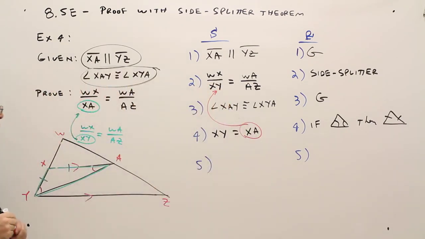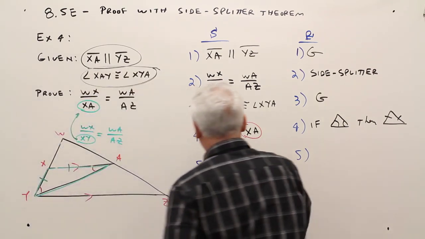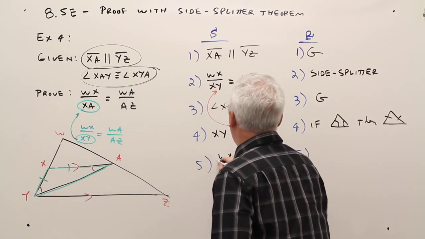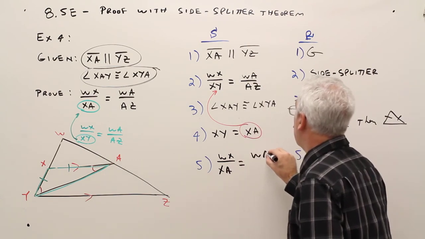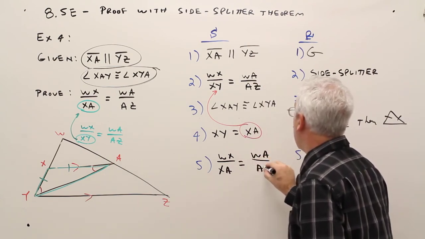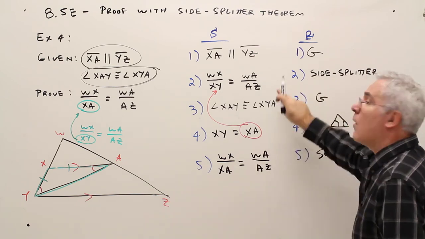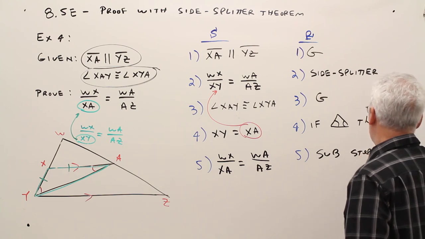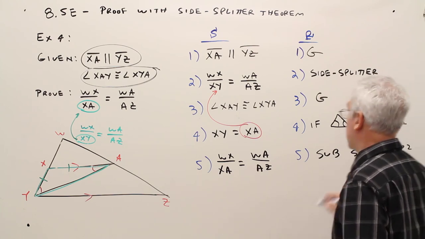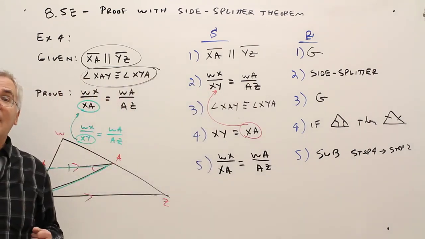I'm literally going to do substitution, just like I did over here. So now I'll say WX over XA equals WA over AZ. Substitution, step 4 into step 2. So there you have it, a proof using the side splitter theorem.